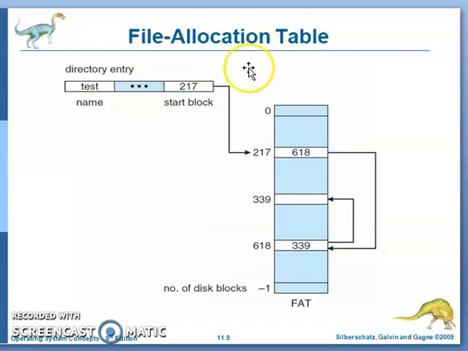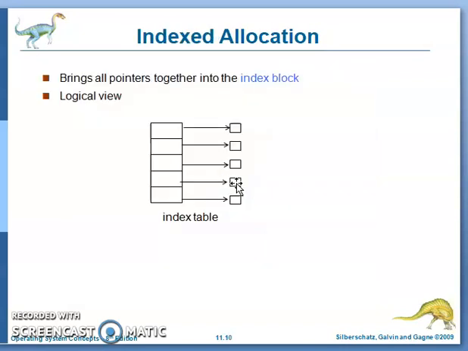Third method, the file allocation table. Like directory, this test is the name, and starting block 217. You go to 217. 217 points to the 618. This is the link pointer to the 618. 618 again points to the 339. This 339 is the last generally. This is the file allocation table under the linked allocation.